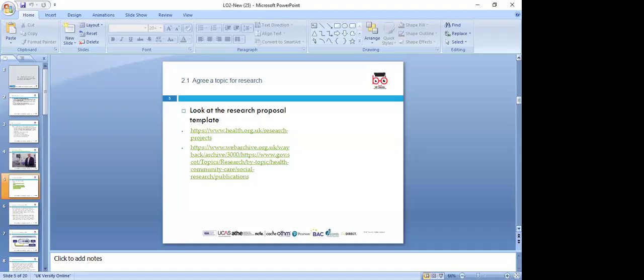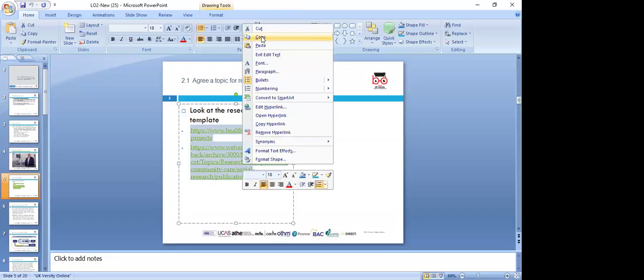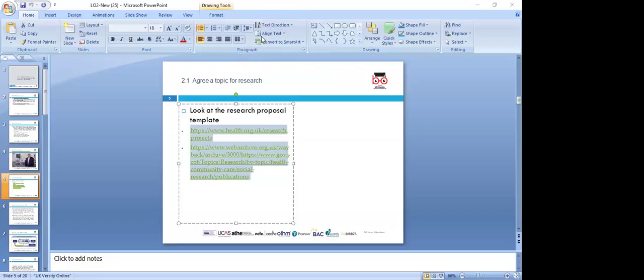Okay. And in looking at your research proposal template, these are some of the links that you can look into. www.health.org.uk research projects. Okay. These are all within healthcare. You could look into it and then make an informed decision as to which area of research you want to look into and which one you want to build your case on. I've just shared it as well.